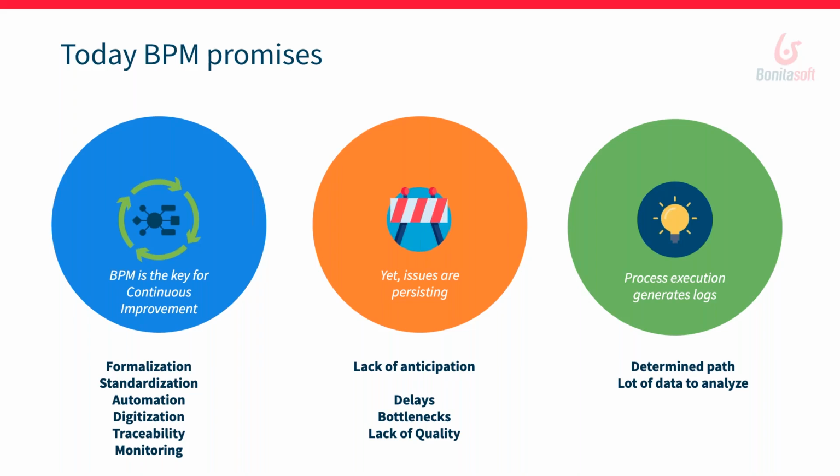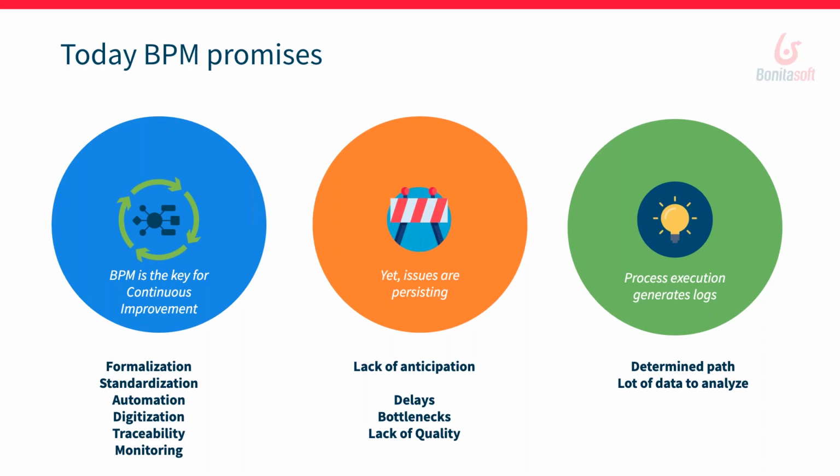So you have everything in that, but it's true that even if you have continuous improvement, sometimes you can still have issues because of a lack of anticipation. That's what Jason was saying. If you can't anticipate, for example, a high volume of activity during a short period, you will have bottlenecks, which can have as a consequence delays or lack of quality.